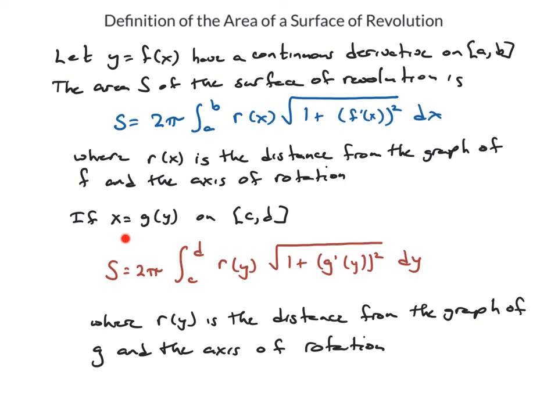Now, if we're working with x equals g of y on an interval from c to d, then this right here would be our arc length, or our surface area. And again, the same thing, r of y is going to be the distance from the graph of g to that axis of rotation. Okay, let's take a look at an example problem.